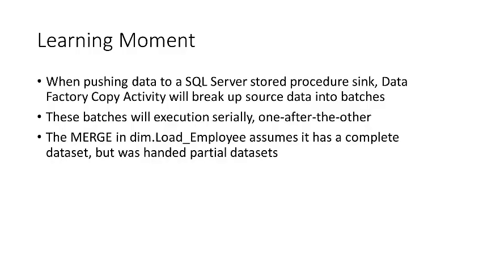So we've learned something. When pushing data to SQL Server as a stored procedure sink, Data Factory will break up the source into batches. These batches will execute serially, one after the other, and then the merge in the stored procedure load dim load underscore employee assumes that it has a complete data set, and it needs a complete data set in order to work, but it was handed partial data sets. So we need to find another solution.